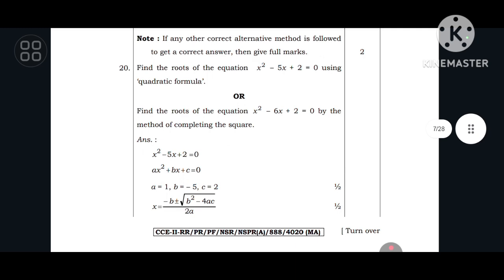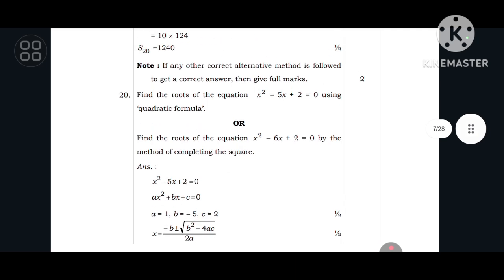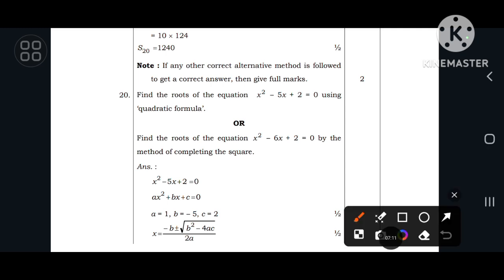Coming to this question, they have also given a note: if there is any other correct alternative method, meaning you know any other correct method and your answer is correct, they will definitely give you the marks. So here they have given the note.